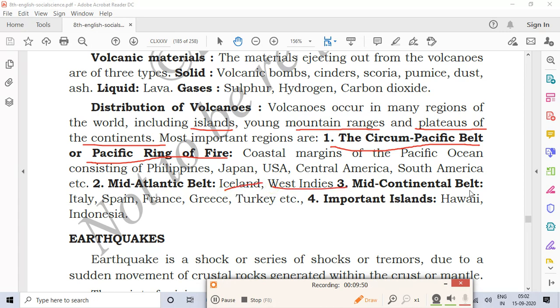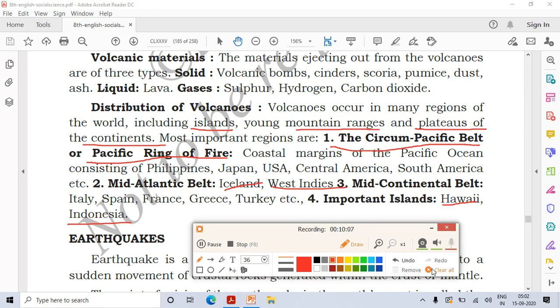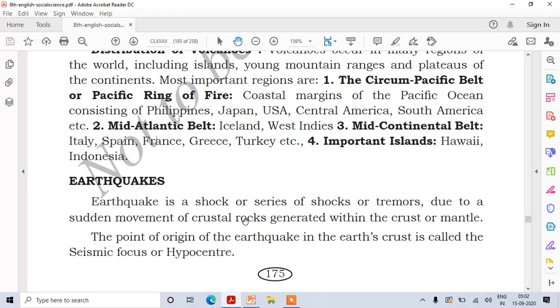And in the mid-continental belt, which are the countries? Italy, Spain, France, Greece, Turkey, etc. These countries come under the mid-continental belt. And in important islands, Hawaii and Indonesia. So in these areas the volcanoes are present. Distribution of volcanoes is there in these areas. Next, we'll start our discussion with earthquakes.